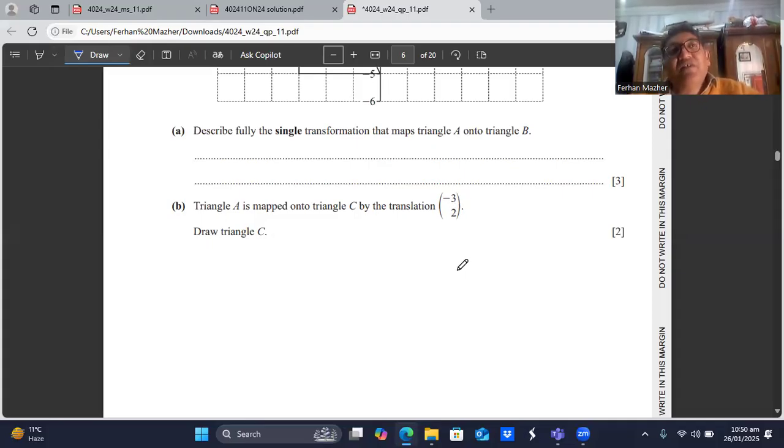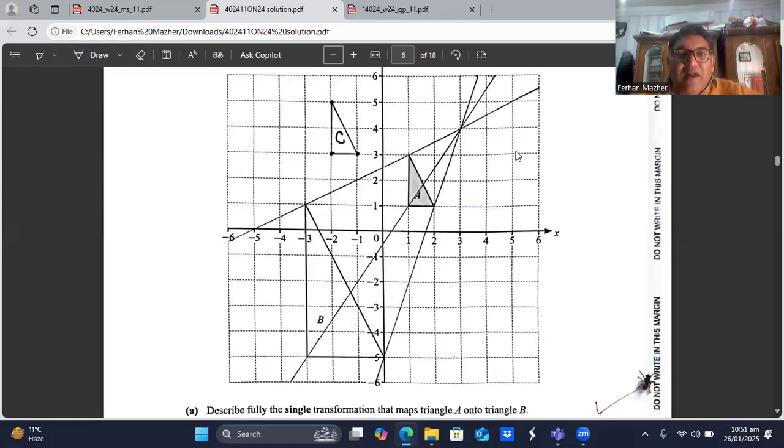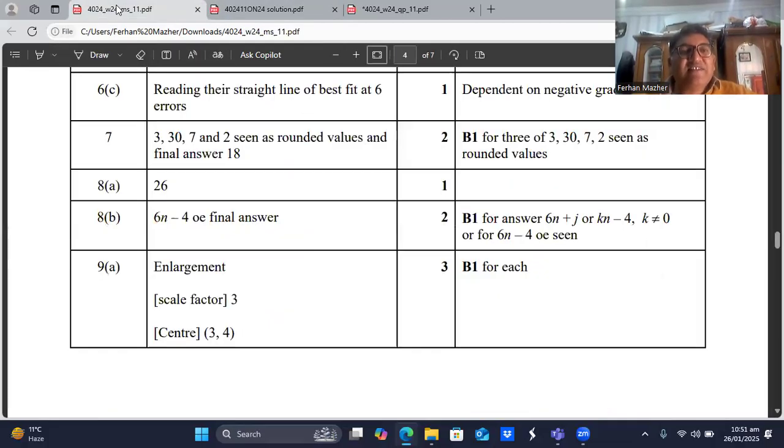That means every point will move 3 steps to the left and then 2 steps up. This tells me how much you have to move on the X, and this tells me how much you have to move on the Y. So I will move 1, 2, 3 and then 2 steps up. This point, 1, 2, 3, 2 steps up. This point, 1, 2, 3, and 2 steps up. -3 on the X means go to the left, and positive Y means go up. So this is how you get the triangle C. I hope you understand. Let's check the answer.